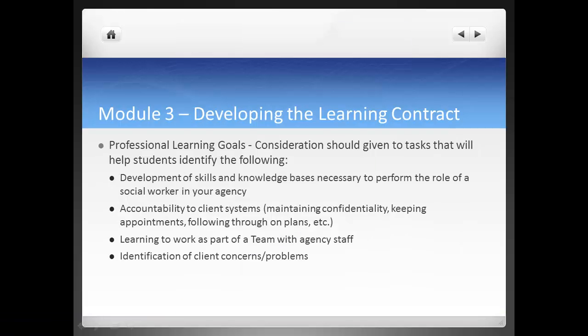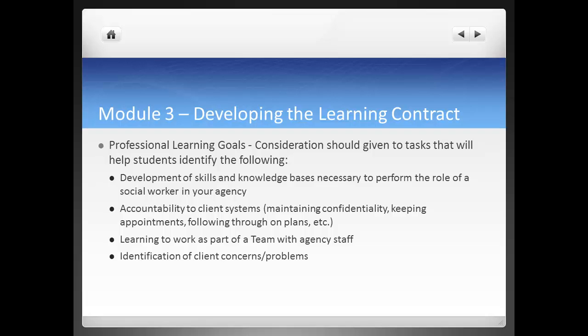Professional learning goals will include having the student identify the development of skills and knowledge bases that they feel are necessary to perform the role of a social worker in your agency. Accountability to client systems, maintaining confidentiality, keeping appointments, following through on plans.